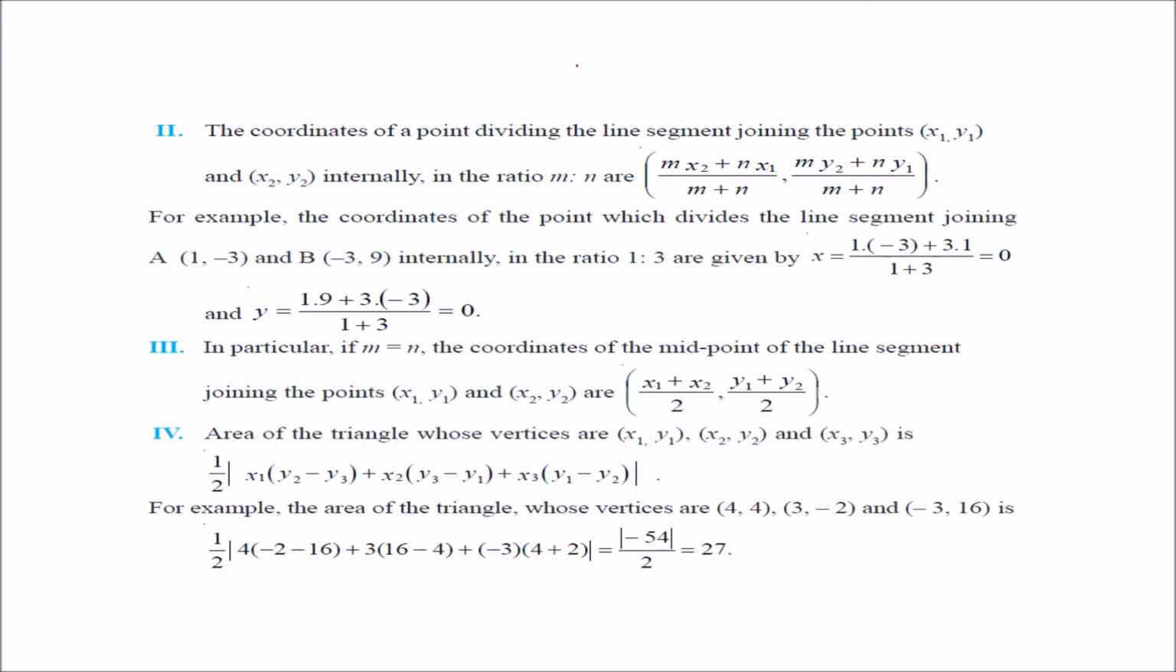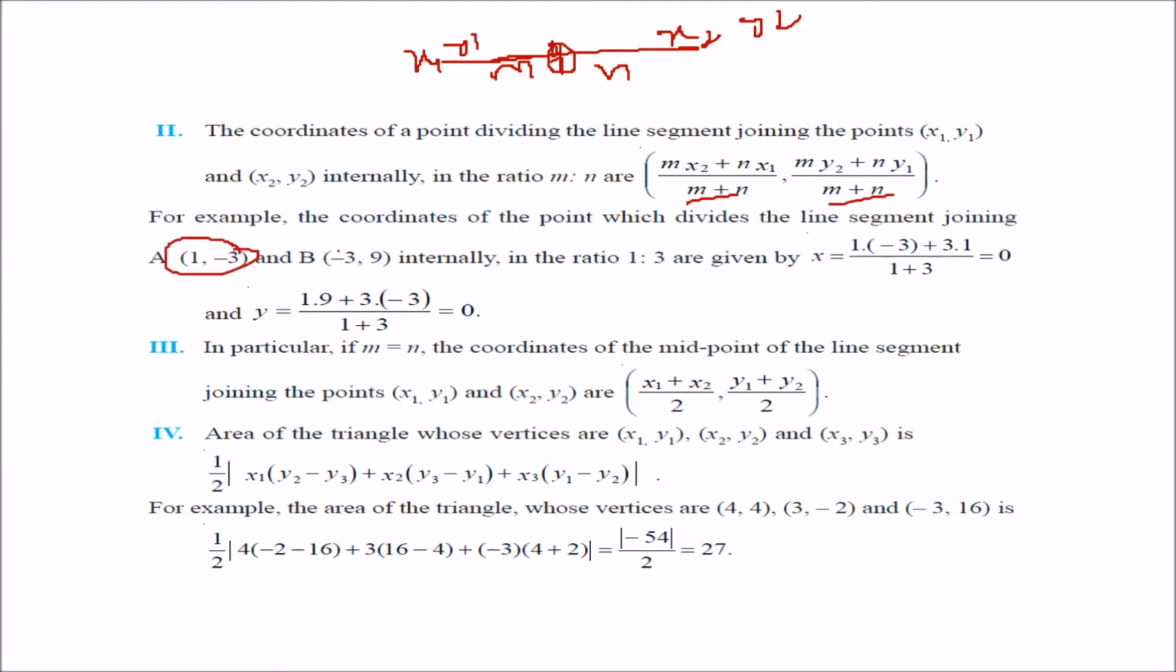We also have learned that if you have a line and you have a point, and these two coordinates are given, say this point is x1, y1, this point is x2, y2, and this point we are not aware of. But if this point is dividing this line in the ratio m is to n, then you have the coordinate of this point. This is (mx2 plus nx1) by (m plus n), and then (my2 plus ny1) by (m plus n).